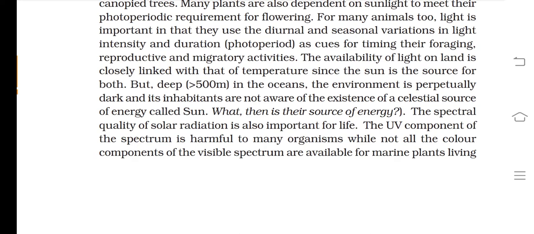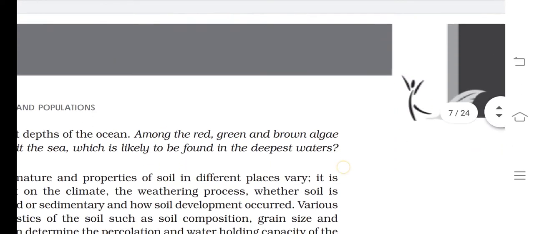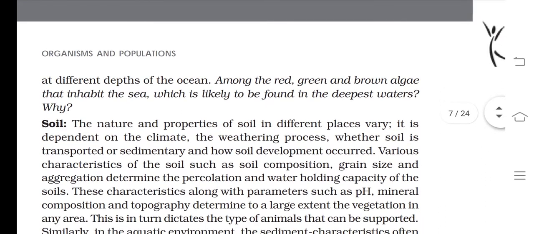Okay, UV components of the spectrum are harmful to many organisms, while not all color components of the visible spectrum are available for the marine plants living at the different depths. Then one question was there: among the red, green and brown algae that inhabit the sea, which is likely to be found in the deepest water? And you know the answer will be what? The answer will be the red algae. Okay, we can say that red algae is able to live at the deepest portion of the sea or the water.